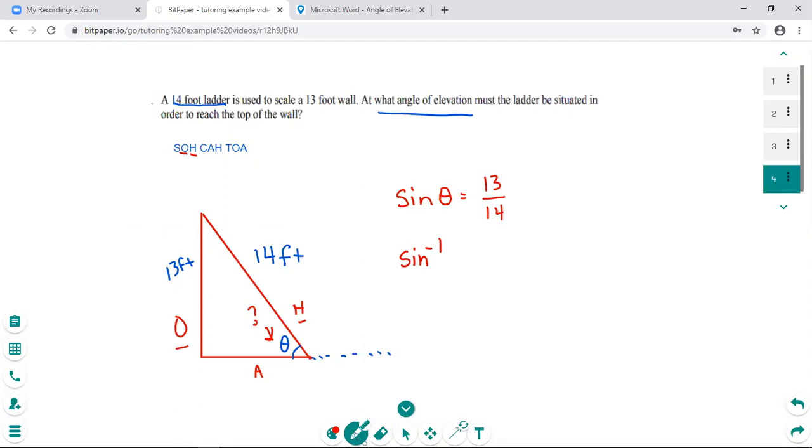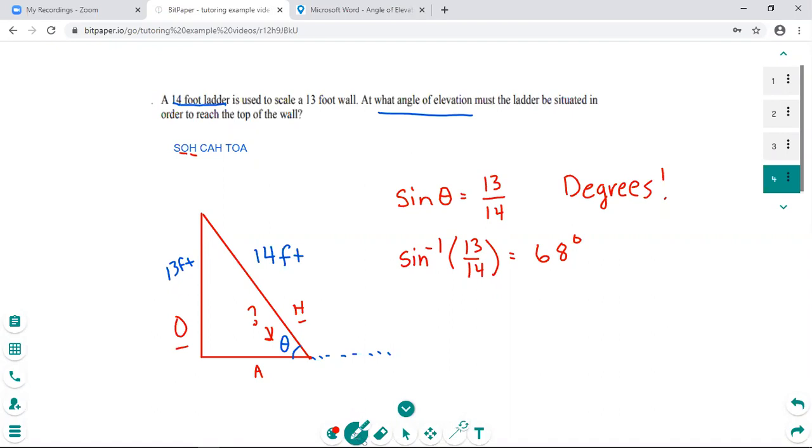So you put this in your calculator. You press second sine, you'll get sine -1. 13 divided by 14, close your parentheses, and you press enter. And when you do that, you have to make sure that your calculator is in degrees, because we want degrees, not radians for this problem. We get 68 degrees.